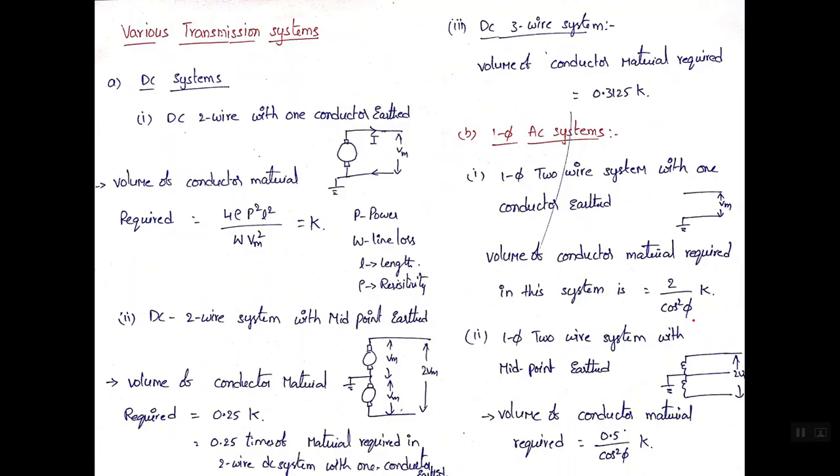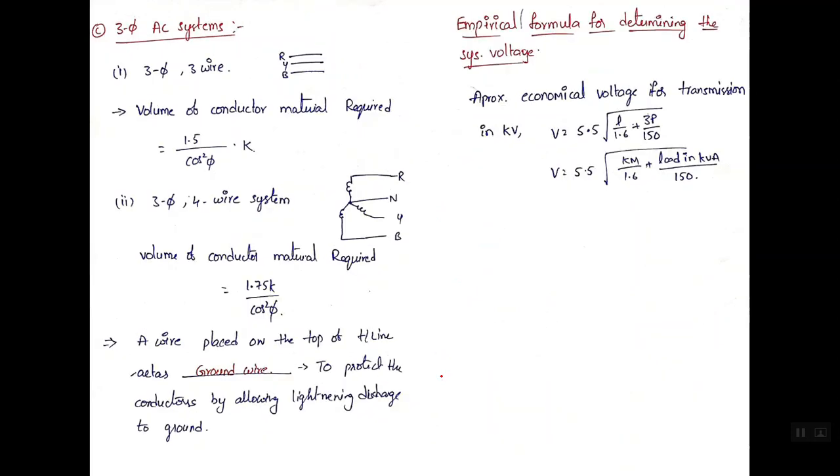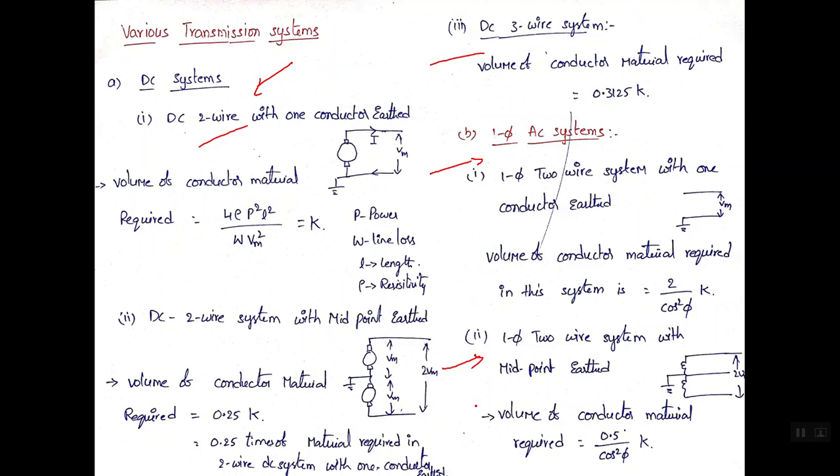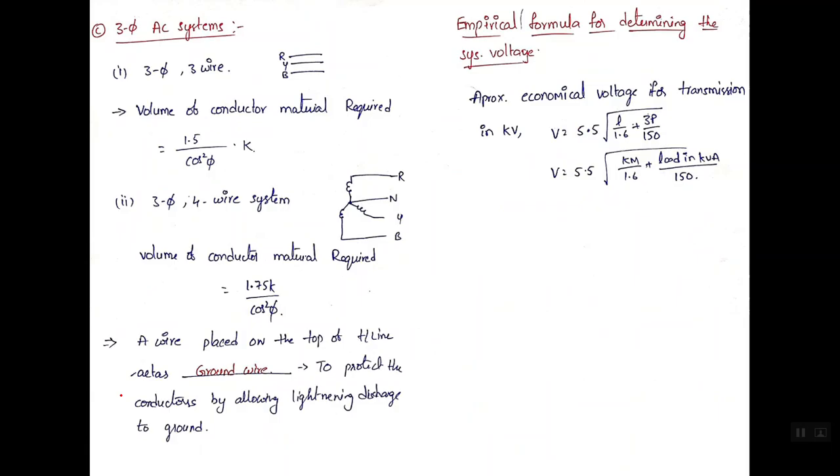And the next one, various transmission systems. These are not very important. These are, let us take DC systems: DC single wire, two wire system, three wire system, AC systems, that is two wire systems, and midpoint converters. Here the most important one is the volume of conductor material required. Okay, in the PDF you will get all this, don't worry about that. And the empirical formula may not be important.